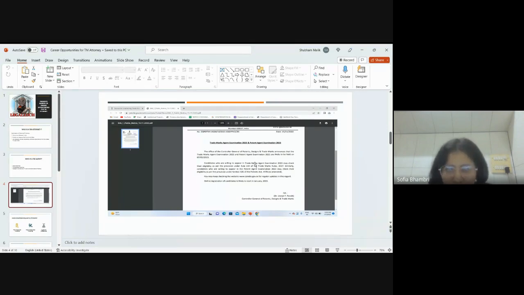Can you see the notification? We have a snippet of the notification that the Controller General of Patents, Designs and Trademarks announces that the Trademark Agent Exam 2023 is likely to be held on 7th May 2023. Right. They are mentioning the eligibility also, and that is given under Rule 144 of the Trademark Rules 2017. This is something which is for your knowledge.